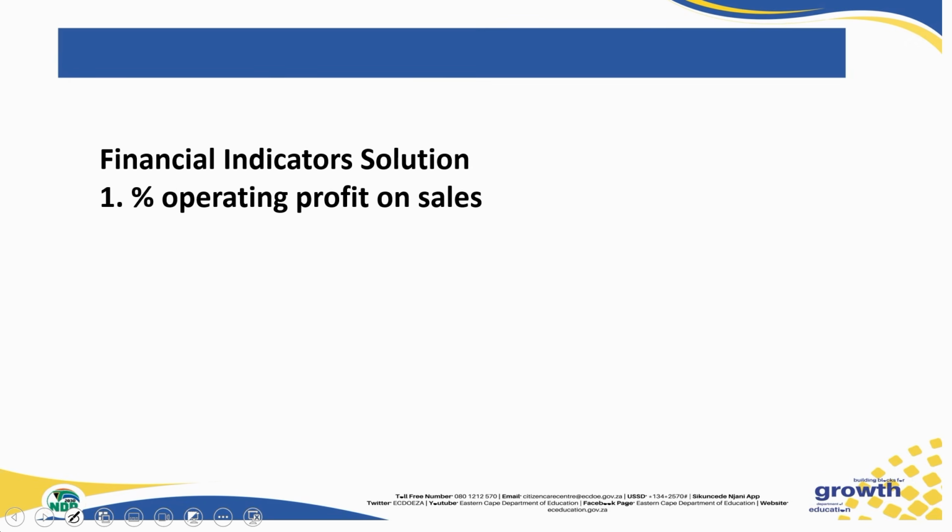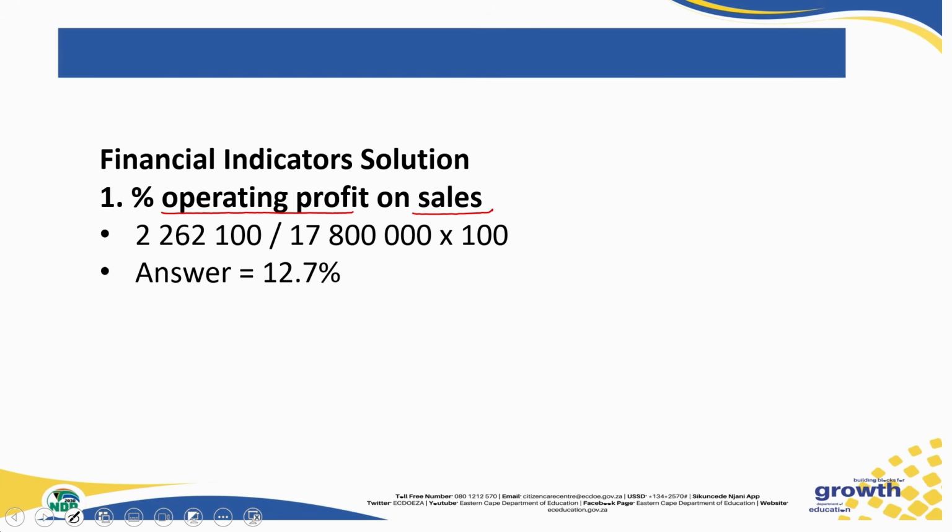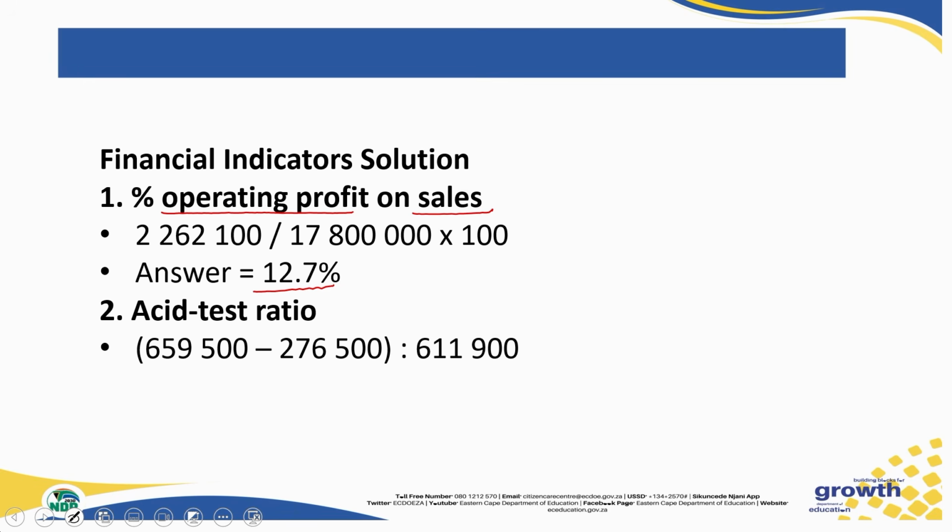The first one, operating profit on sales. As the words say, operating profit on sales. As we saw previously, it was 2,262,100 divided by 17,800 million, and that gives us 12.7%. Second one, acid test ratio. We know that acid test has to minus our inventory. So this is our current assets minus our inventory to our current liabilities. Now this is the ratio, so the answer is 0.6 is to 1.